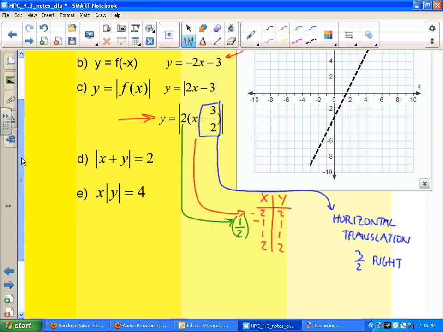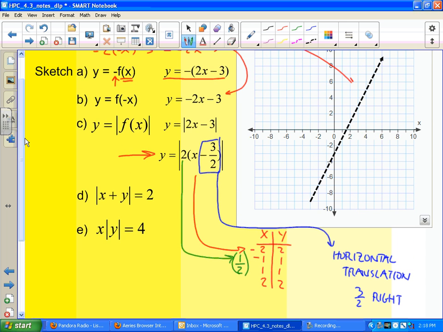Again, this is one of the ways you can do it, using parent functions. The other one is to just plug in t-table values and do the same thing. So 1.5, there I am. And if I am following my table, negative 2, 2 actually becomes negative 1, 2. So left 1, up 2. Right 1, up 2. And I would get a graph looking like this.